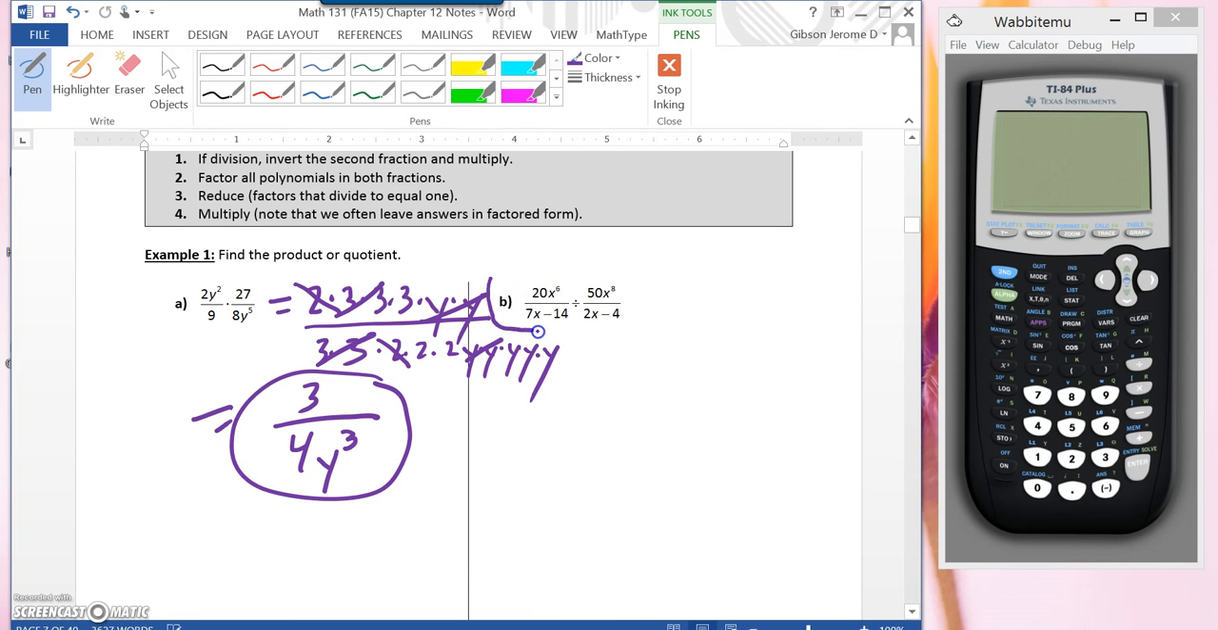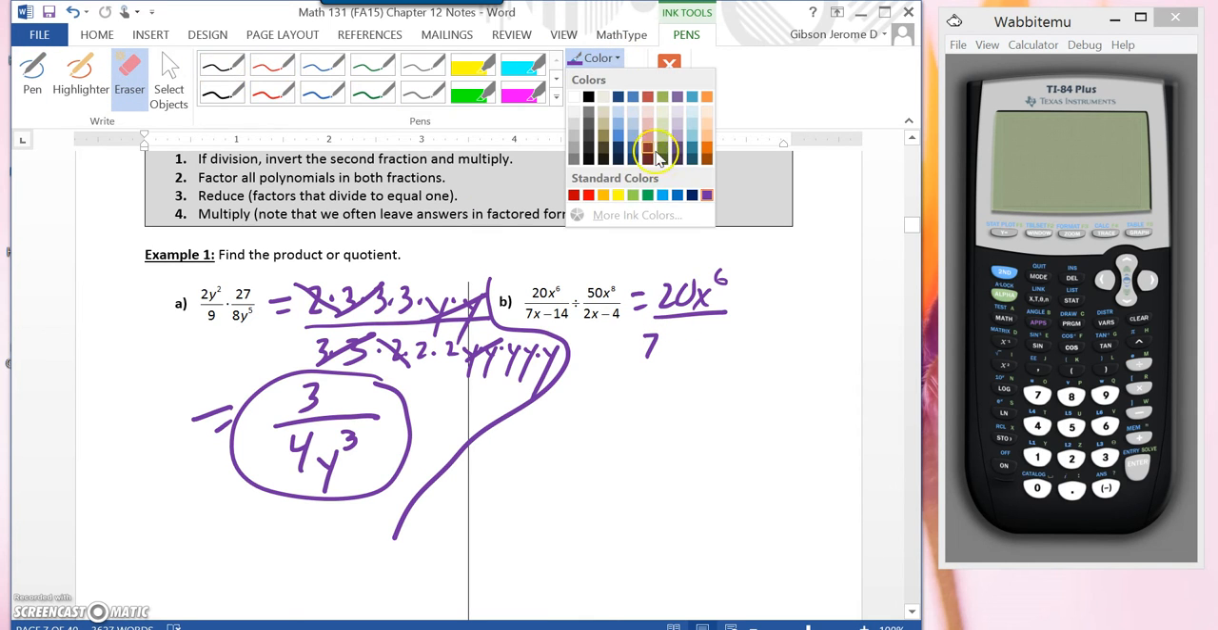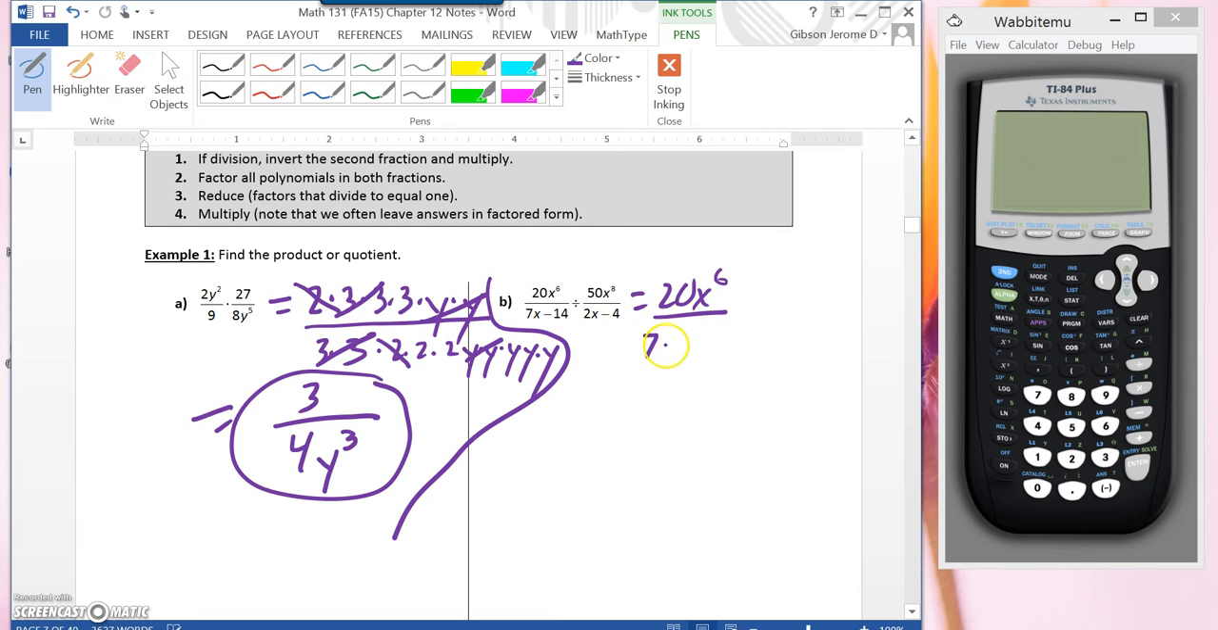So now we go over here to B. Now when we look here at B, we have division. So first, let's change that to multiplication. Okay, so this would be 7x minus 14 times, it would be 2x minus 4. So we have to take the reciprocal, 50x to the 8th.